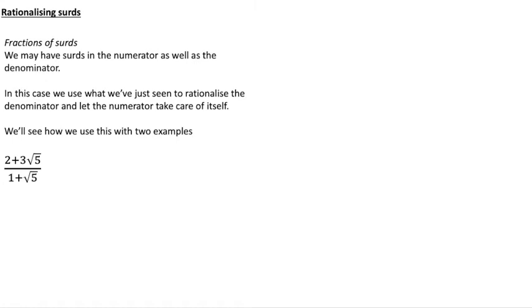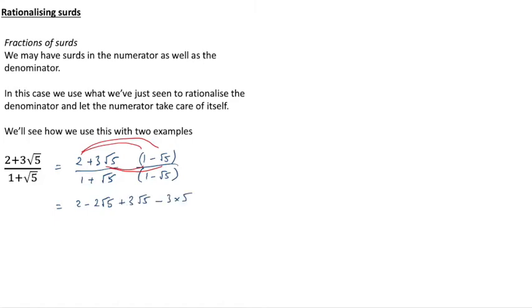So we have 2 plus 3 root 5 over 1 plus root 5, and we're going to times top and bottom by 1 minus root 5, which will rationalise the bottom of this fraction. With the top, we have got a quadratic basically. We've got 2 terms times by 2 terms, so we've got to be careful and make sure we go through the process there. So first we'll do the 2 times the second bracket, so that gives us 2 minus 2 root 5. And then we do the 3 root 5 times the second bracket, and that gives us plus 3 root 5 minus 3 times 5.